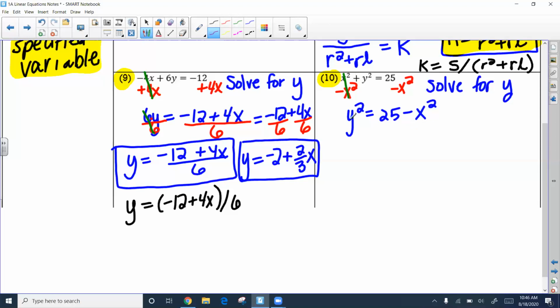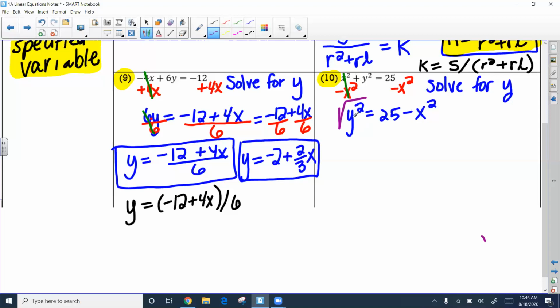When something is squared, there's actually two numbers that would make this true. A positive number squared and a negative number squared both give us the same answer. Which means anytime we do a square root, which is what we're going to want to do here, we have to remember to include a positive and negative, a plus or minus in the front.